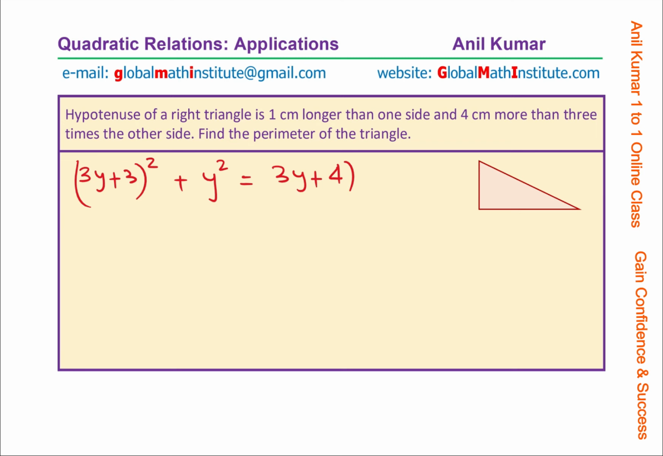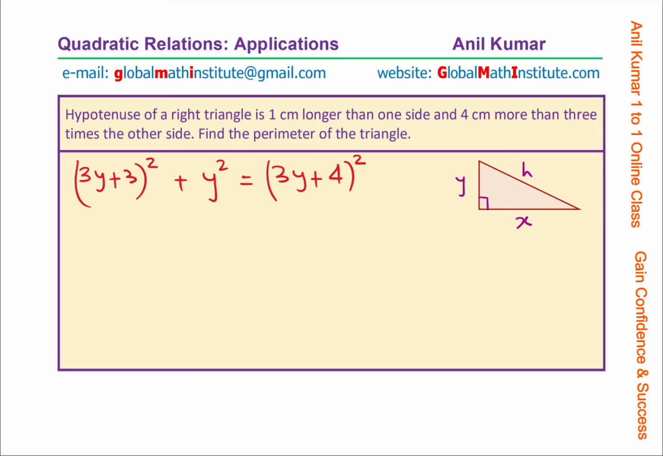4 more than 3 times y is the hypotenuse. Is that clear to you? So in this particular triangle, that is how we could relate the three sides. Is that clear to you? That is the major hurdle. Once you come to this stage, it is not difficult, right?